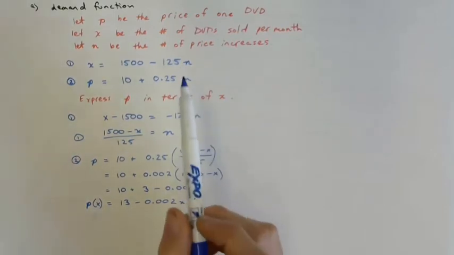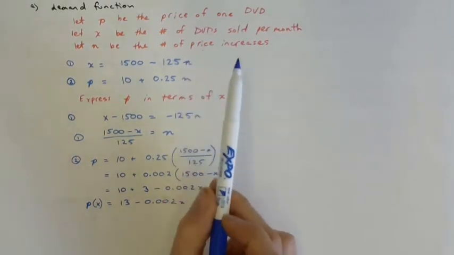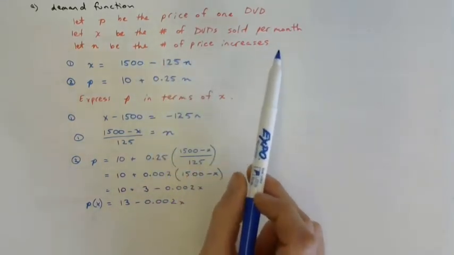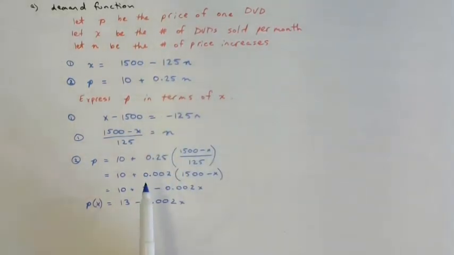This is the price of one DVD with respect to the number of DVDs sold per month. So this is the demand function. This gives the price for one DVD when X number of DVDs are being sold.